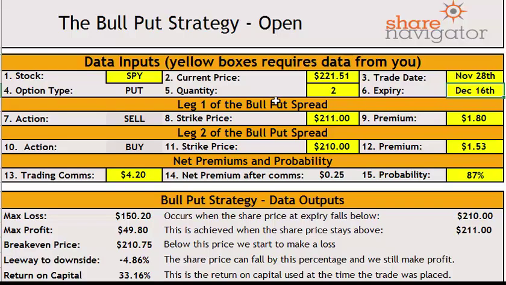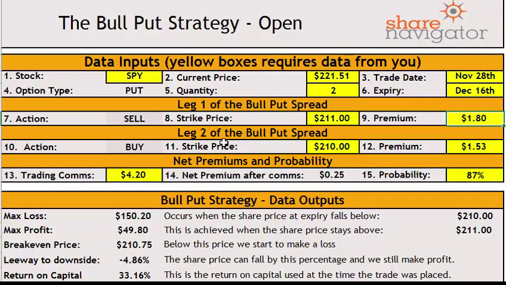Remember with the bull put spread, there are two legs to the trade. We're selling a put and we're buying a put. The first leg we're putting in, the action is to sell, and you put in your strike price. For this particular example, we were selling the $211 put option and we're taking in a premium of 180. You will get those quotes from the options broker, or if you're using Yahoo Finance, whatever website you're using to get your option quotes, that's what you're going to put in there.